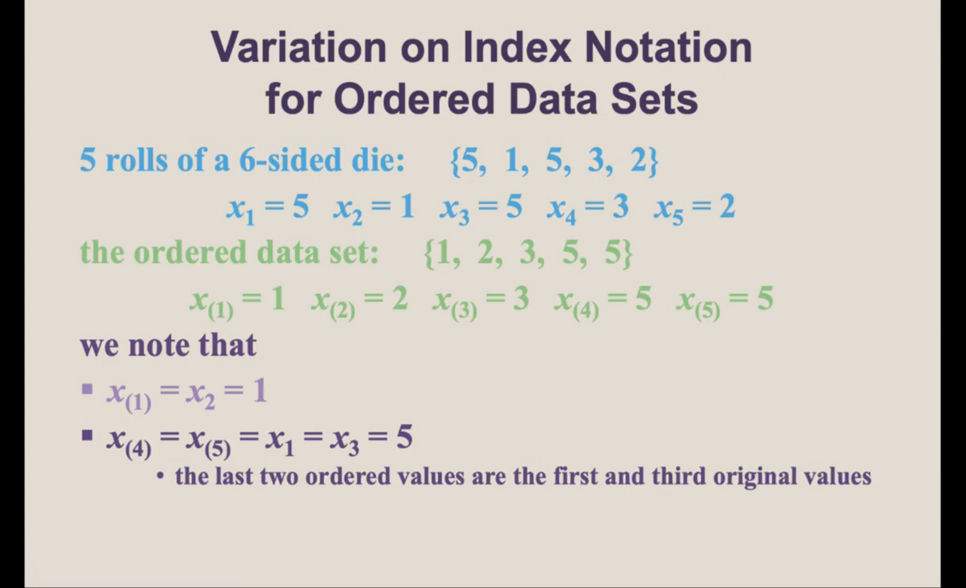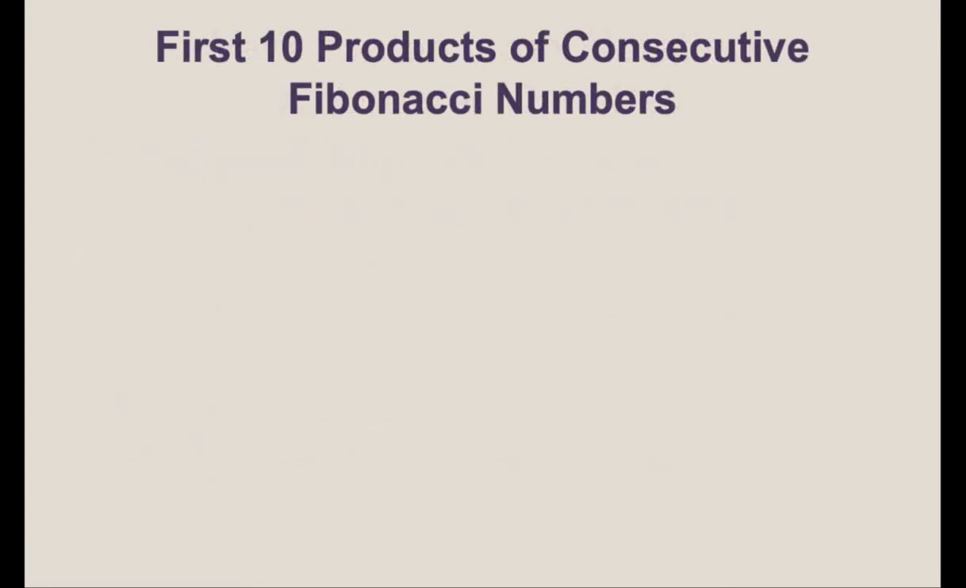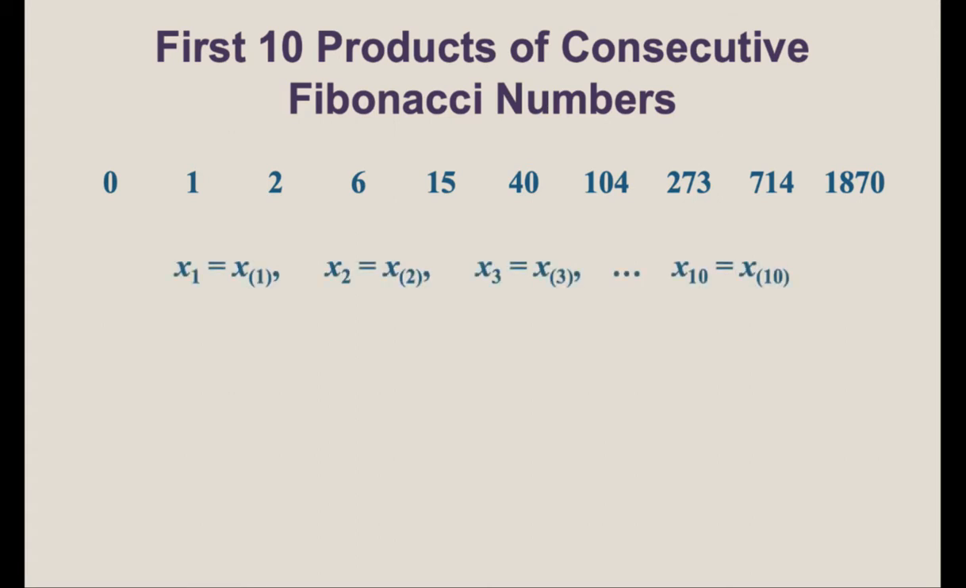Now that we have that notation available to us, let's work through an overly simplified example to demonstrate this using a very small data set. For a toy data set, we will use the first 10 products of consecutive Fibonacci numbers. This small data set of 10 values is 0, 1, 2, 6, 15, 40, 104, 273, 714, 1870. Fortunately for us, the data is already in ascending order. x sub (1) equals x sub 1, x sub (2) equals x sub 2, and so on up to x sub (10) equals x sub 10.